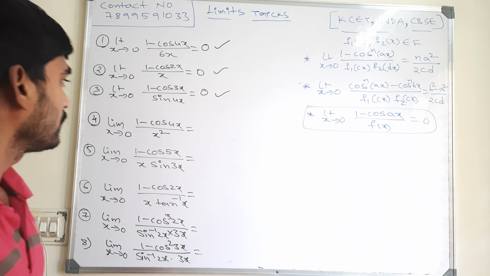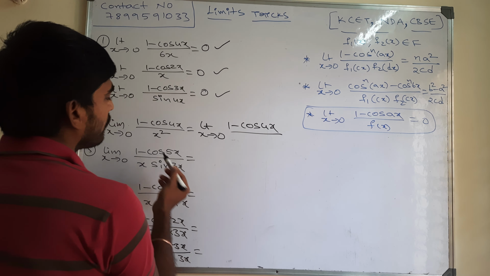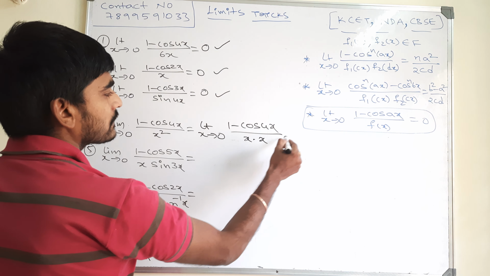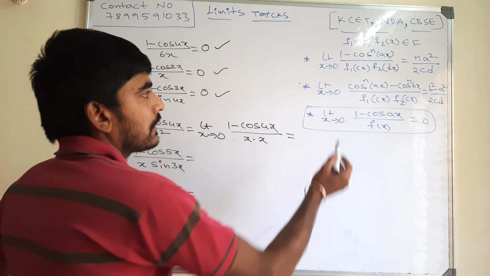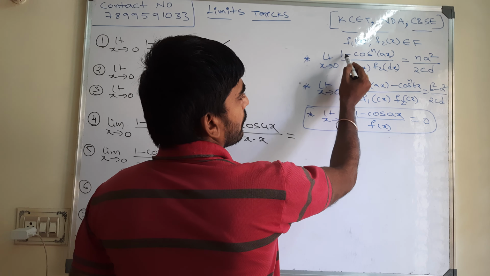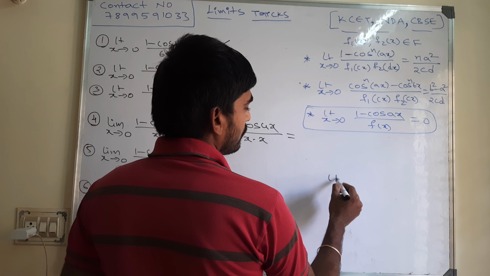Next, this is there. Now here we only had x, 6x, sin 4x. Here it is x square, that means two functions. You can observe here, limit x tends to 0, 1 minus cos 4x whole divided by x square. I can write it as x into x. Now it is in the form of 1 minus cos to the power n of ax. N is not there, that's it.